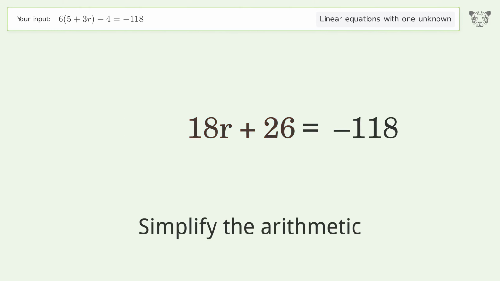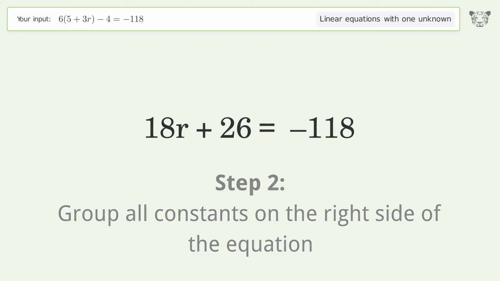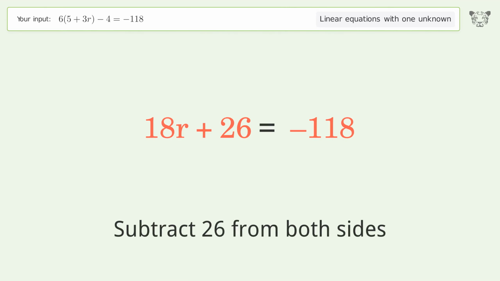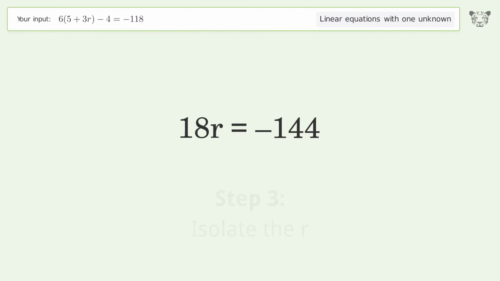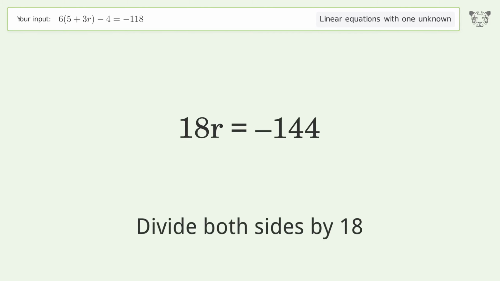Group all constants on the right side of the equation. Subtract 26 from both sides. Simplify the arithmetic. Isolate the r. Divide both sides by 18.